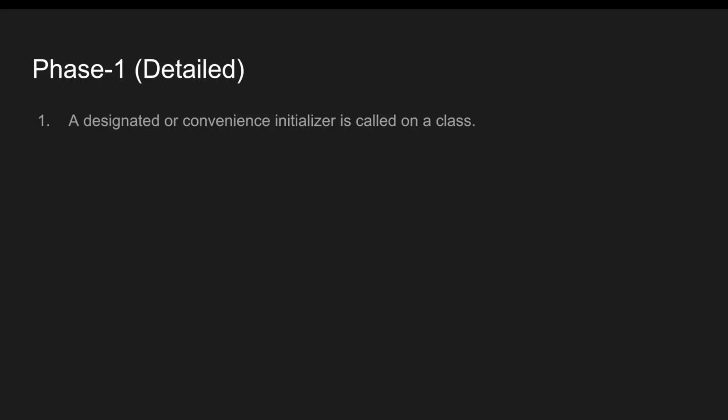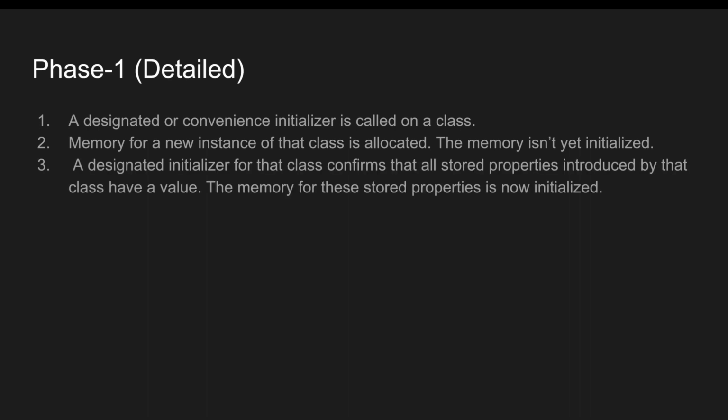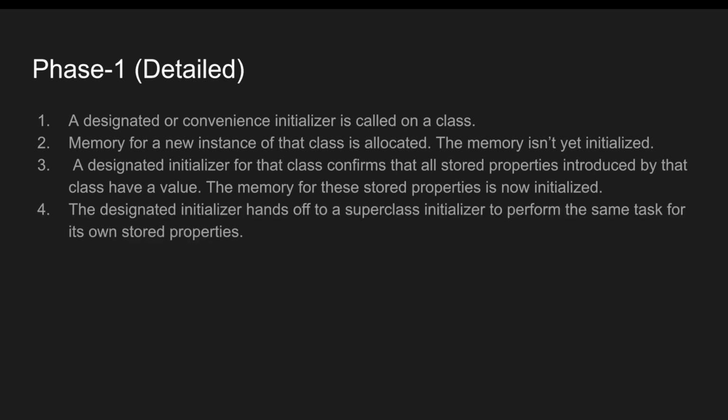Here I am going to discuss each of the phases in detail. In phase number 1, a designated or a convenience initializer is called on a class. After that, memory for a new instance of that class is allocated, but the memory is still not initialized. So we are now going to populate the memory. A designated initializer for that class confirms that all the stored properties introduced by that class now have a value. Once we determine the value and the type, the stored properties are initialized and memory is assigned to them. The designated initializer hands off to the superclass initializer to perform the same task for its own properties inside the superclass.